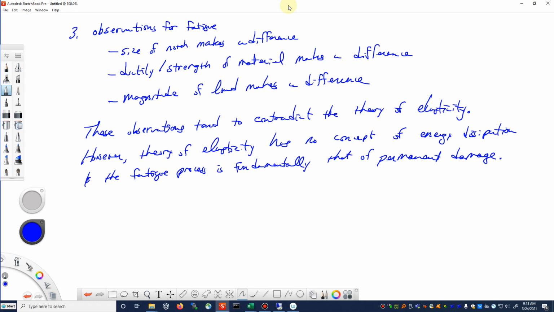So in general, we can say that these observations tend to contradict the theory of elasticity. Keep in mind, theory of elasticity is a certain set of assumptions that we have about a material. They're very good when those assumptions are met. However, theory of elasticity doesn't have any concept of energy dissipation, and the fatigue process itself is fundamentally that of permanent deformation and damage in the material. There's another entire branch of mechanics called damage mechanics, where you can get into some of these minute details and differences at the microstructural level in a material.